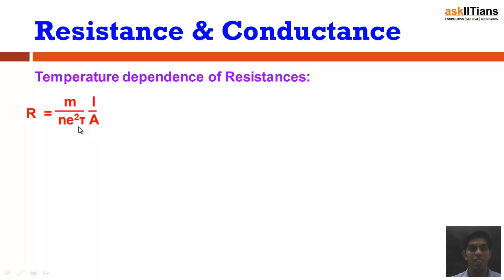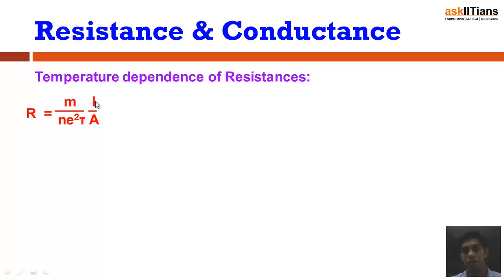So if I change any factors pertaining to this expression, then I will change the value of the resistance. Let's say I change the mass of the charge carrier. I cannot do so because the charge carrier is the electron and the mass of the electron never changes. So this m does not have any say in the value of resistance.